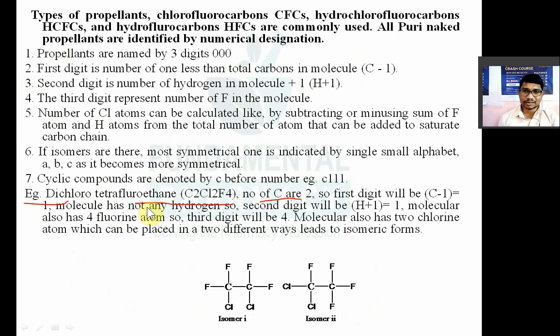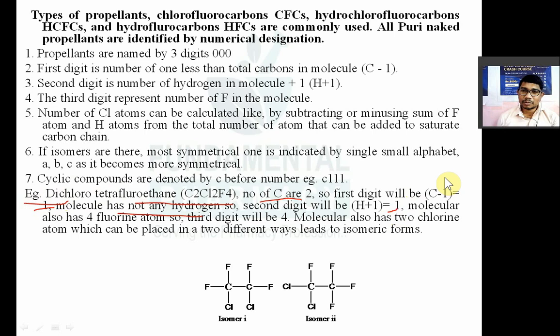दूसरा डिजिट कितना आएगा? दूसरे डिजिट के लिए फॉर्मूला के अकॉर्डिंगली क्या है? HN+1, नंबर ऑफ हाइड्रोजन +1. इसमें नंबर ऑफ हाइड्रोजन कितना है, डाइक्लोरोटेट्राफ्लोरोइथेन में एक भी नहीं है, मतलब 0 है. 0 + 1, 1. सेकंड डिजिट नंबर भी 1. सो पहले तो एक हो गया कार्बन का, दूसरा हो गया एक, है ना. It also has 4 fluorine atoms. इसमें कितने एटम है, 4. So third digit कितना आएगा? So it is nothing but 114. This propellant is known as 114.